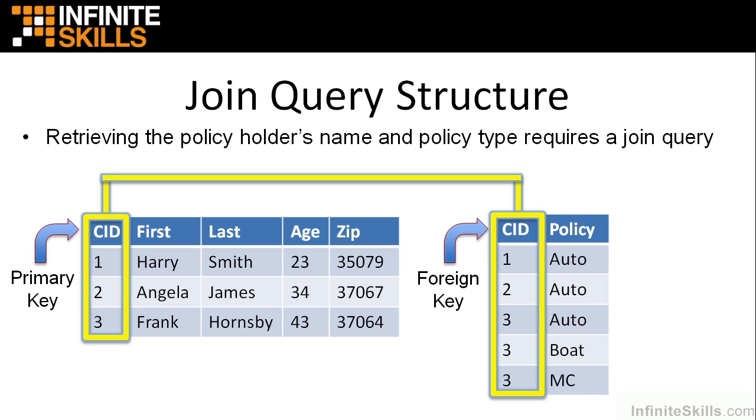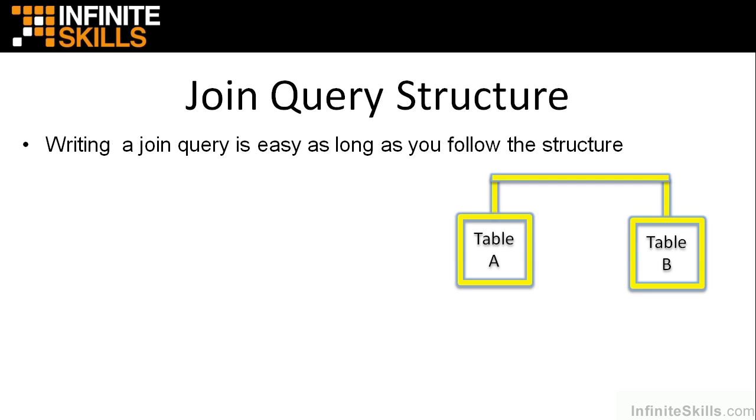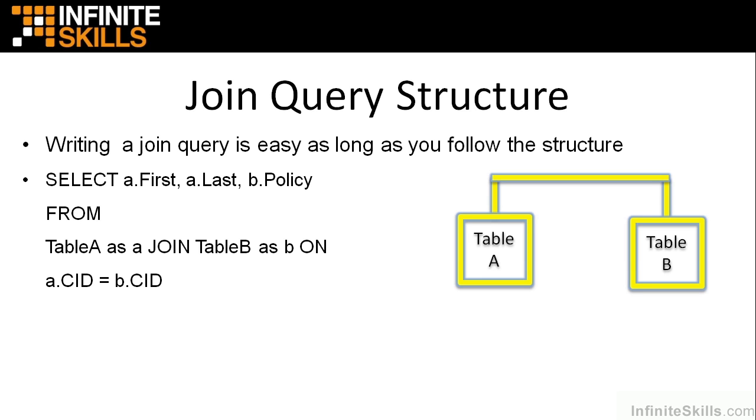Because retrieving the policyholder's name and the policy type now requires a join query, because obviously those columns are in 2 separate tables. So writing a join is very, very easy as long as you follow the structure. So we have Table A and then we have Table B, and we're going to join those. Now here is the query. Now let's go through this.